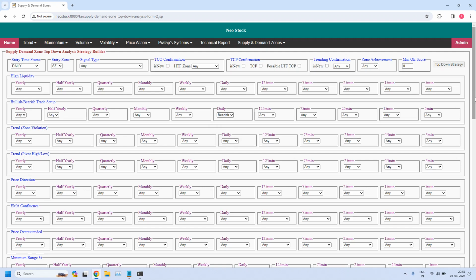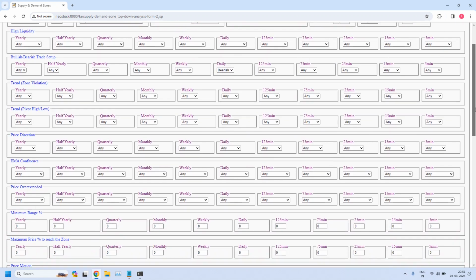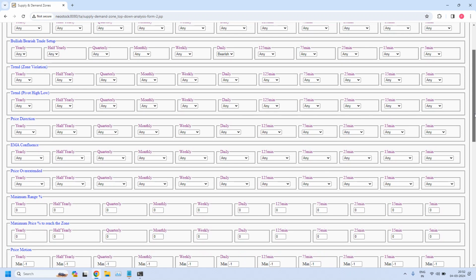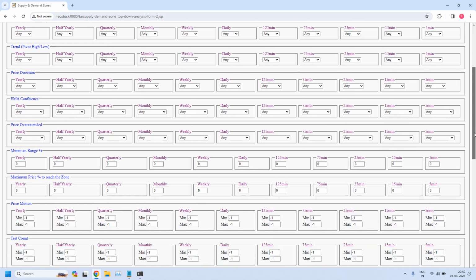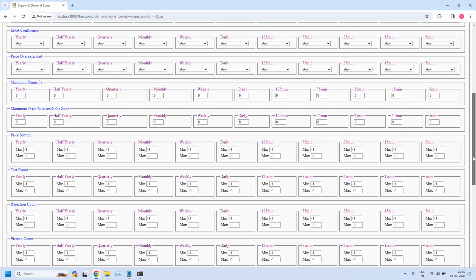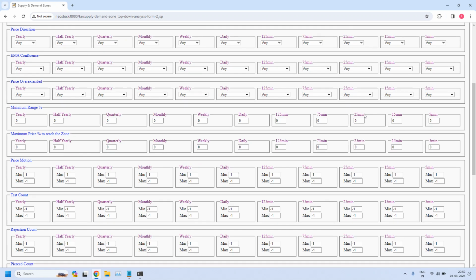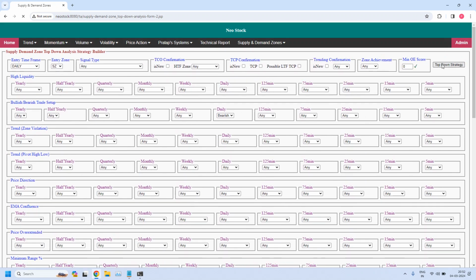Because it is bearish, very few stocks will be there. At present, the market is at an all-time high, so we need not set any filters except one. We don't want pierced zones because we never trade pierced zones. That is the reason we set the pierced count to 0 in daily time frame. So I am setting 0 in daily time frame. Now let us generate the report.